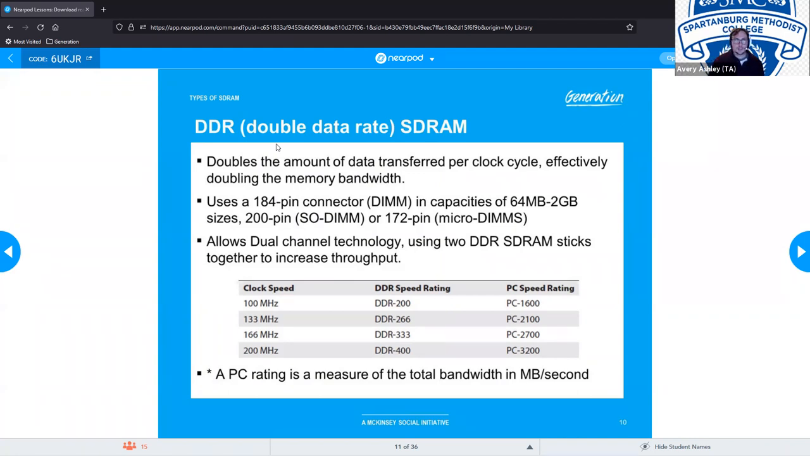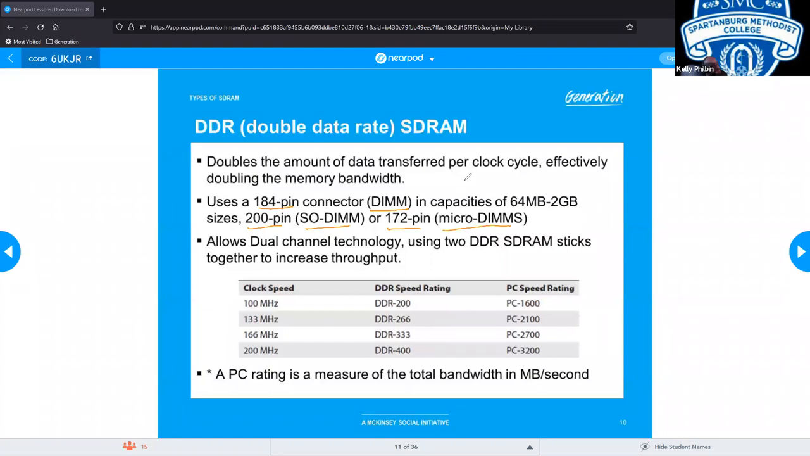So something that'll be super important. Let's annotate. We'll do orange. You need to know the pin counts. So for DIMM, it's 184 pins. For SODIMM, it's 200 pins. And for microDIMMs, it's 172. Yes, you do need to know this. You do need to know this.